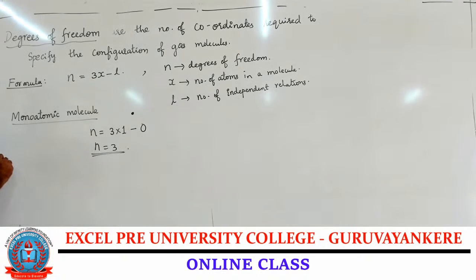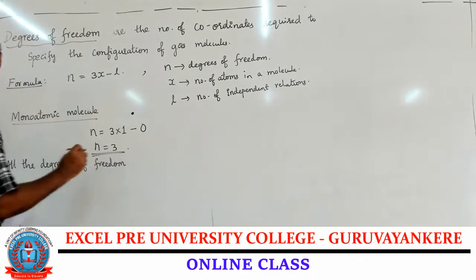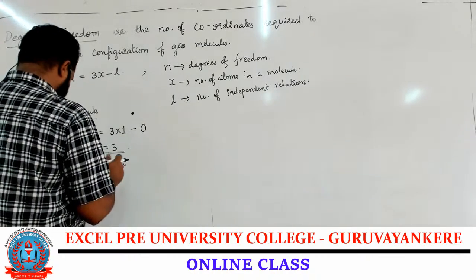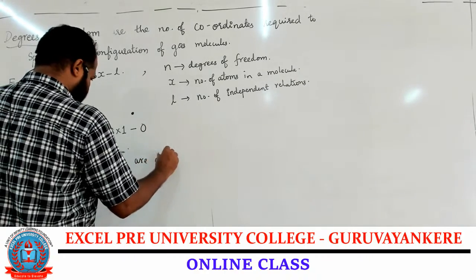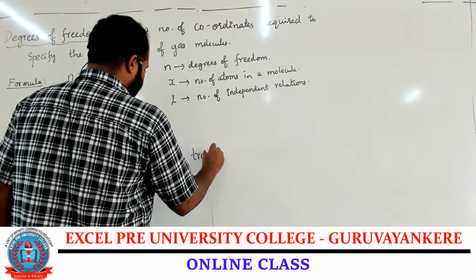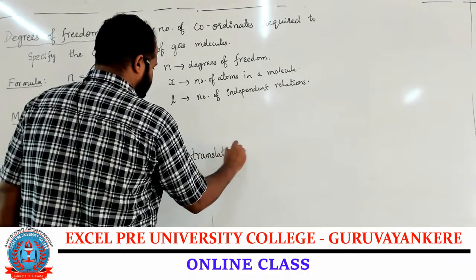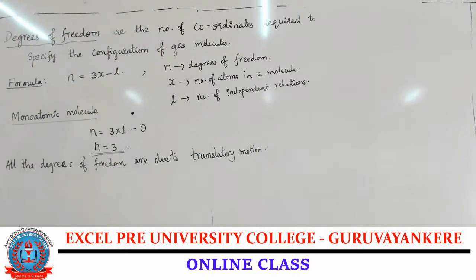And all the degrees of freedom are due to translatory motion. Obviously, it is free to move, so its x, y, z coordinates will determine its degrees of freedom.